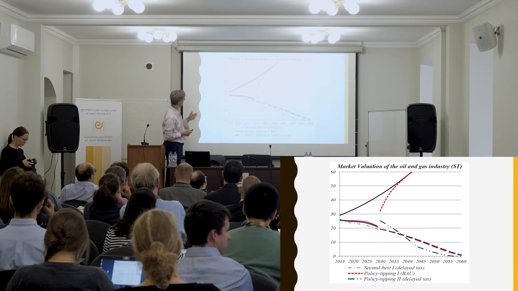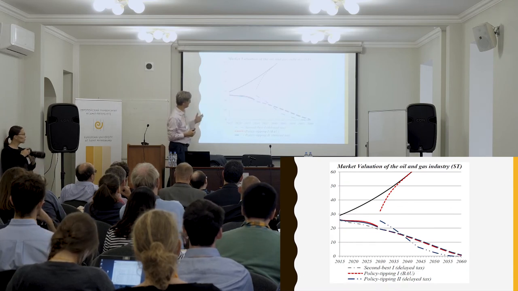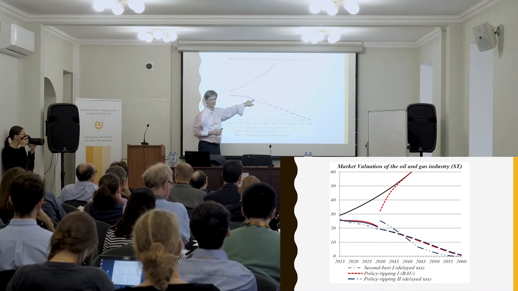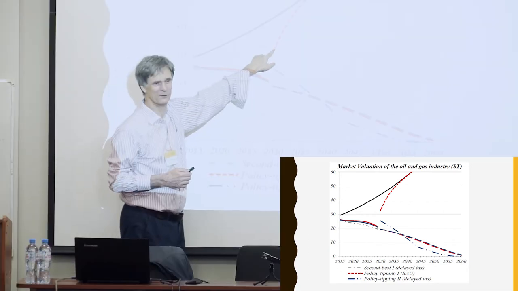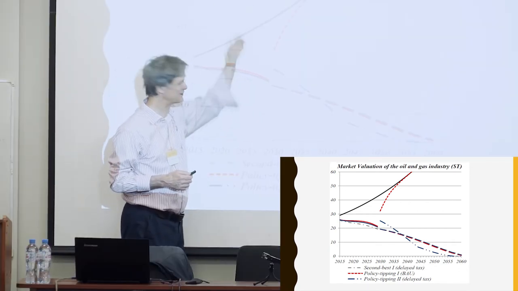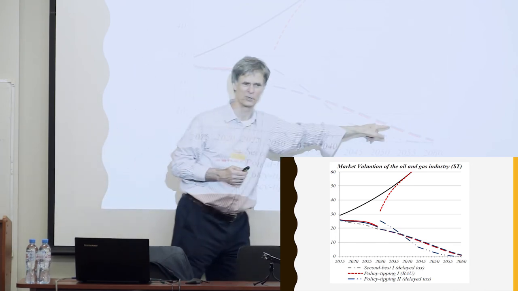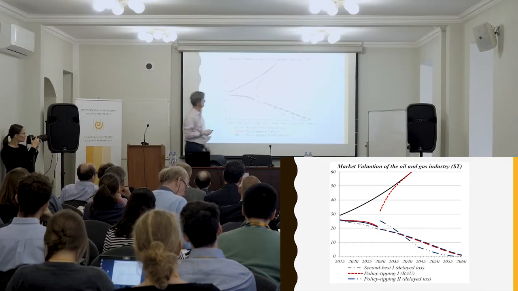So what I'm trying to say here, if you look at market valuation of the oil and gas industry, again, if you tip, and it becomes clear the government is going to be forever Trump, oil prices go up, coal prices go up, and if not, then there will be a downward jump, and it will take it all the way down if you take climate policy seriously and fit the carbon budget.